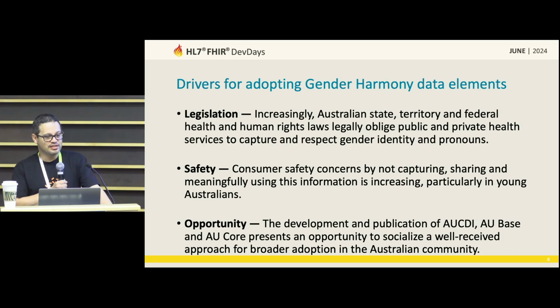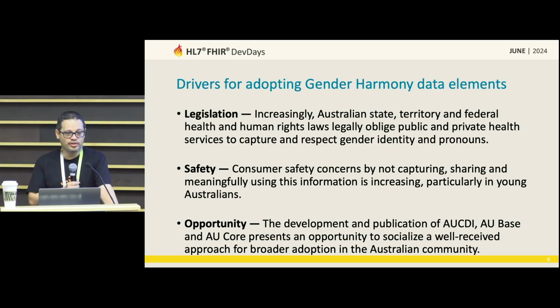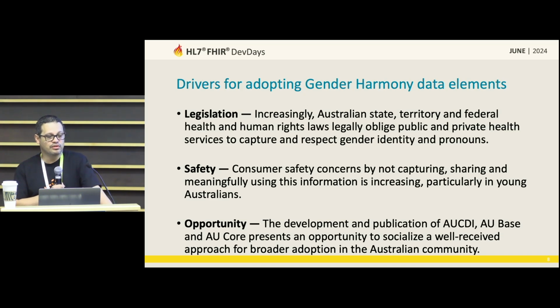And there are three key reasons. First of all, legislation, and I'm sure many of you might relate to this one. Increasingly in Australia at the state, territory and federal levels, we have human rights laws which legally oblige public and private health services to capture and respect gender identity and pronoun information. The state I'm from, Queensland, is also changing birth certificate laws at the moment, allowing anyone to change their birth certificate to reflect their gender identity and in fact their parents' gender identities if appropriate. So there are legal obligations and legal action that can arise from non-compliance.